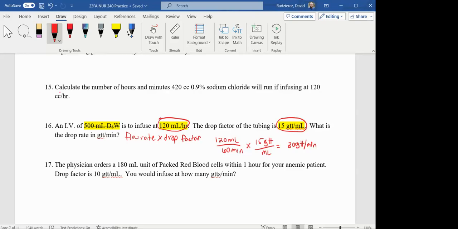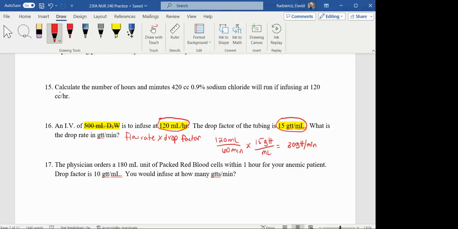What I've done over the years and what I've encouraged students to do, but you do whatever is easiest for you, is I just convert hours to minutes before I do anything else, just to simplify the process. That way it's 2 steps, right? Flow rate times drop factor. But what you did and what you explained to me is exactly right. As long as I get the same answer, we're good.